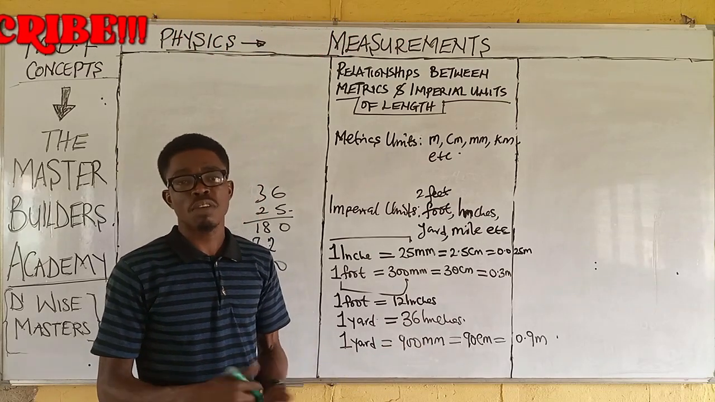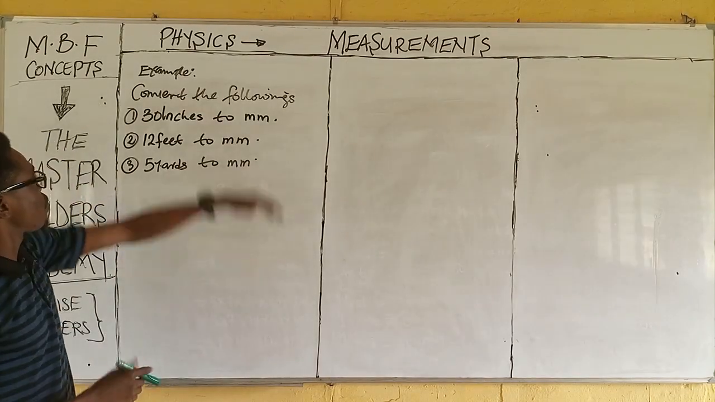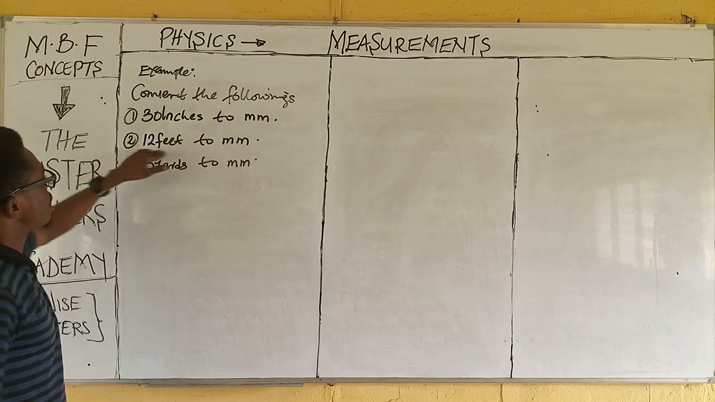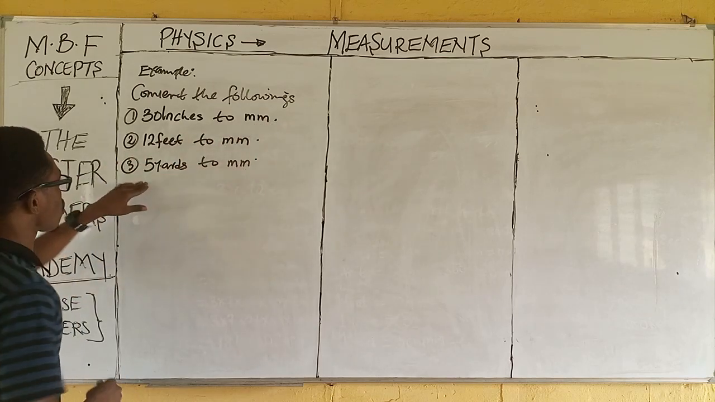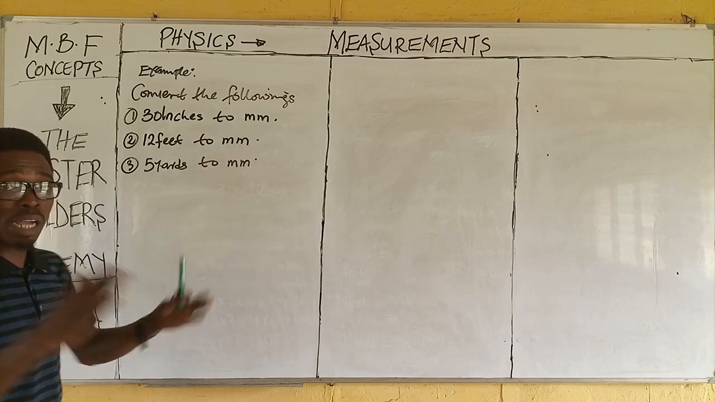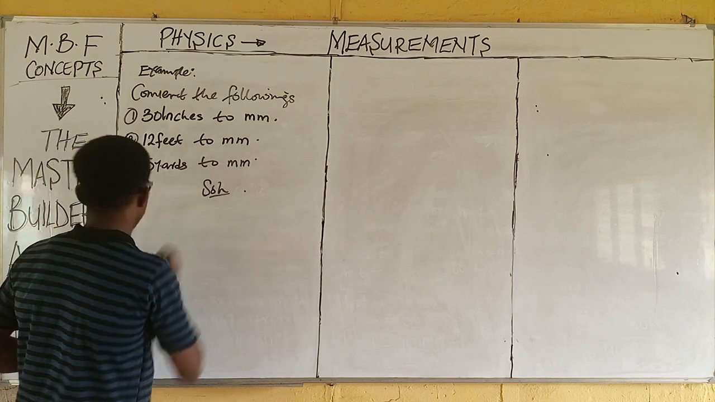So we are quickly going to solve 1 or 2 problems. On the board, we are asked to convert the following. First is to convert 30 inches to millimeters. Second is to convert 12 feet to millimeters, and also 5 yards to millimeters. So we are going to solve it with the speed of light. So this is the solution. Alright?